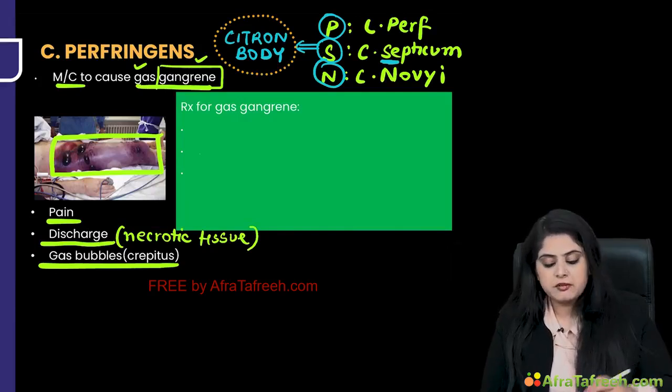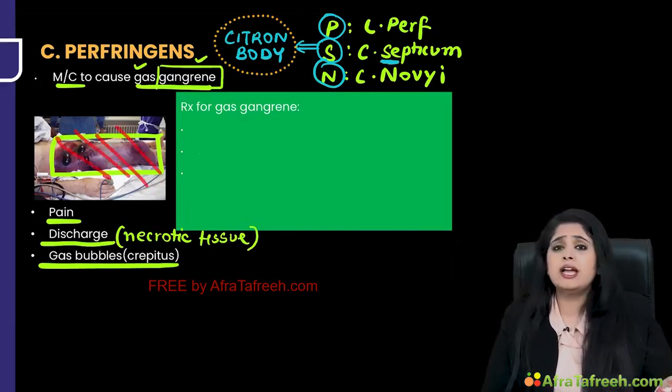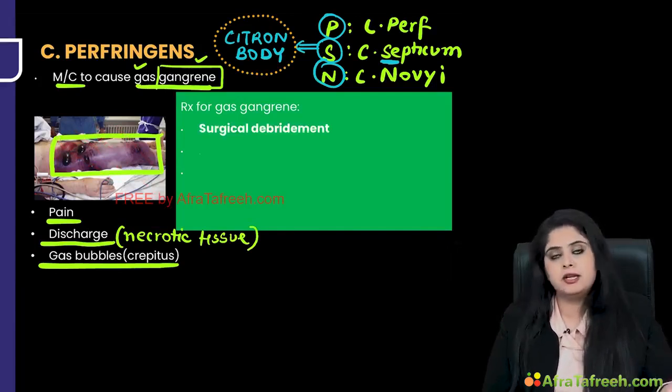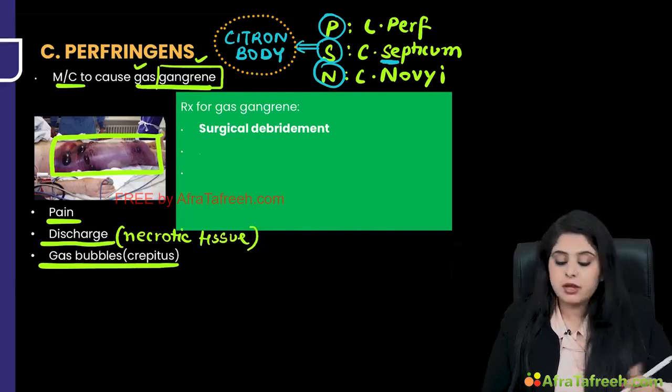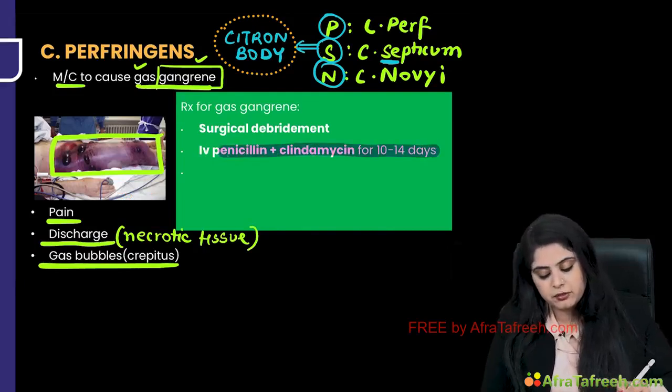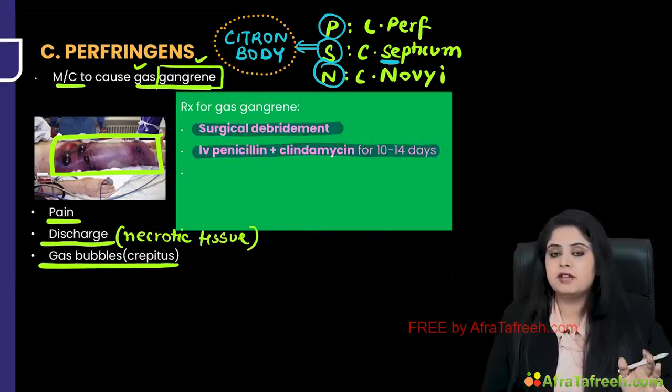Now what is the treatment going to be, ma'am? The tissue is dead, so remove it. Simple. There is going to be surgical debridement. Number 1. Number 2, I realize that it is an infection, so I will have to give antibiotics. Give IV penicillin and clindamycin for approximately 2 weeks. So do surgery, give antibiotics.